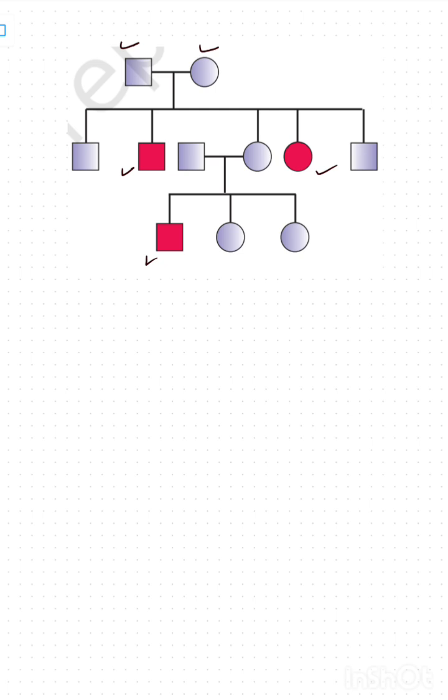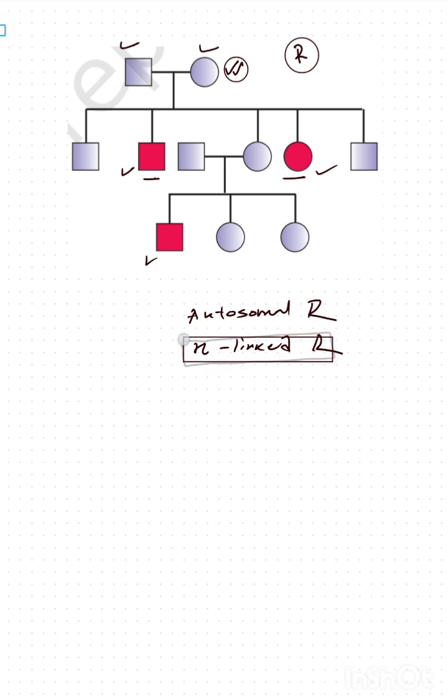Now that means what? You can assume that it is recessive, isn't it? Because here the disease is missing in the generation. So now the question is whether it is autosomal recessive or X-linked recessive. What I told: if in any pedigree both males and females are affected almost equally, it cannot be considered X-linked. It will be autosomal recessive. So let's assume that this is autosomal. You can assume 70% assured that this pedigree is autosomal recessive.